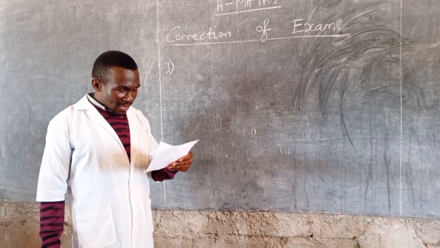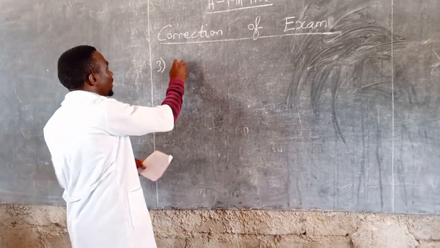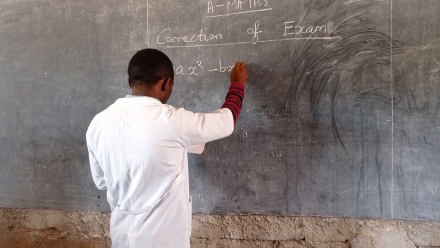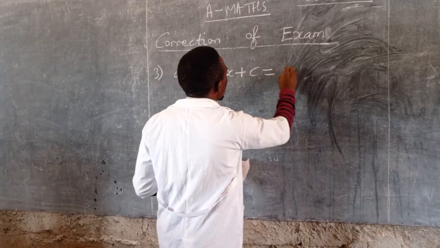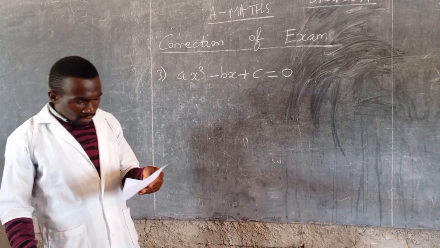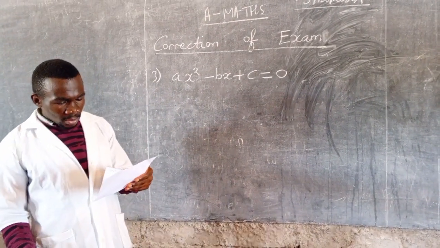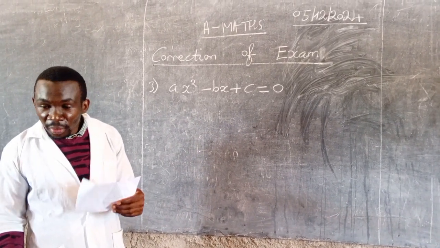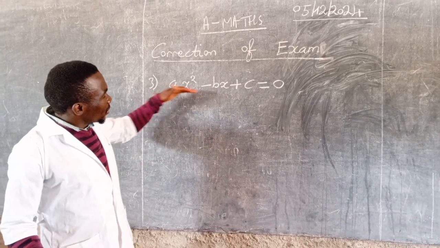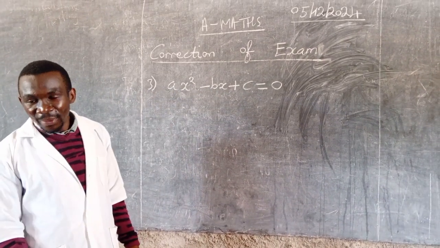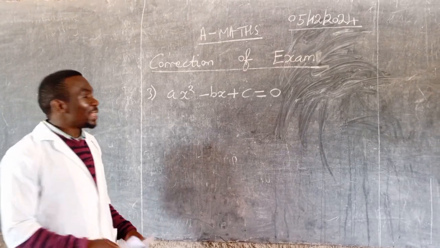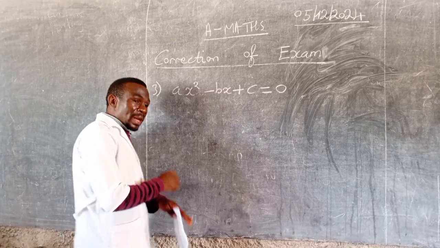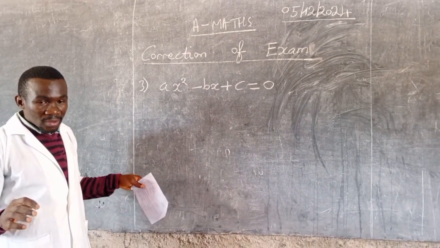Question 3 says, given that ax squared minus bx plus c equal to 0, find the values of x by completing the squares method. We saw something like this when we were generating the quadratic formula by the method of completing the squares. The only difference with this one is that the coefficient of x is negative b. So we are simply going to repeat those same procedures.